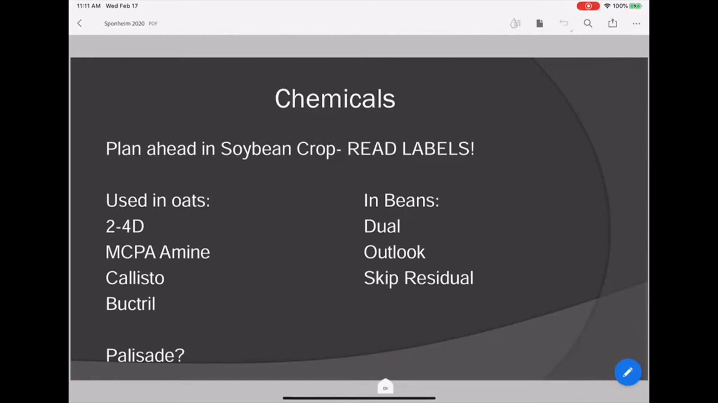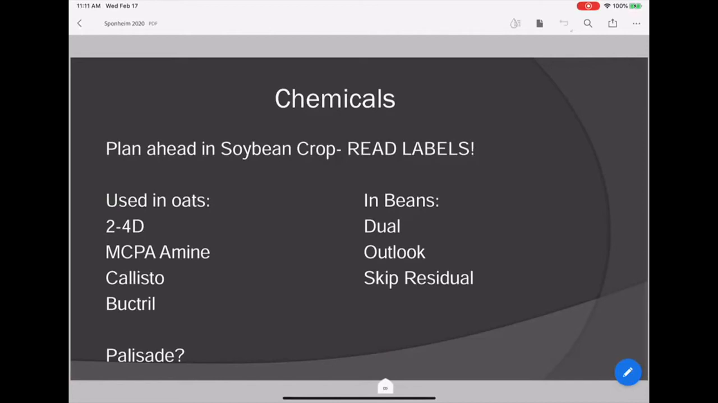Other ones I've used are Callisto and Bucktrill. I wrote Palisade on the bottom. If you don't know what that is, it's a plant growth regulator that's supposed to shorten and stiffen the stem. I played around with it a lot early, and got to see some visual results with it. One year in particular, there was a large yield increase to using it.